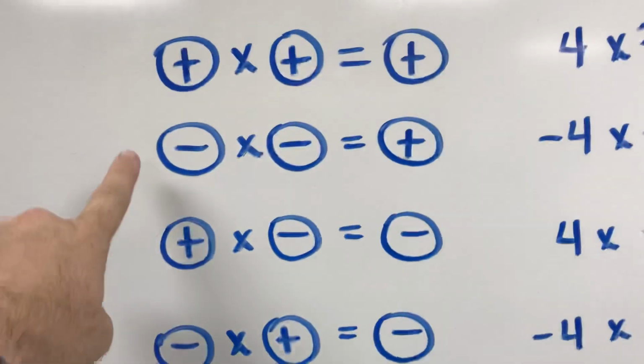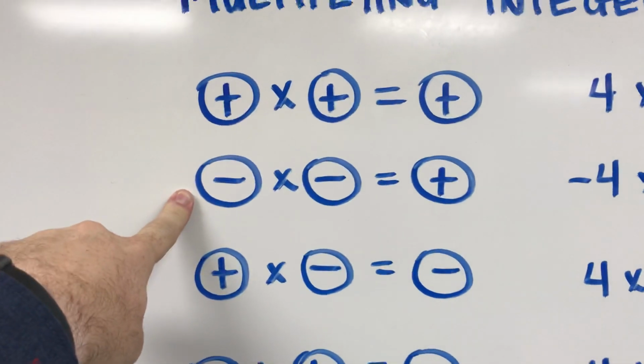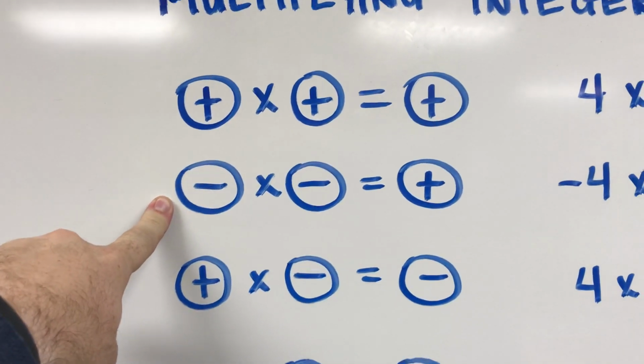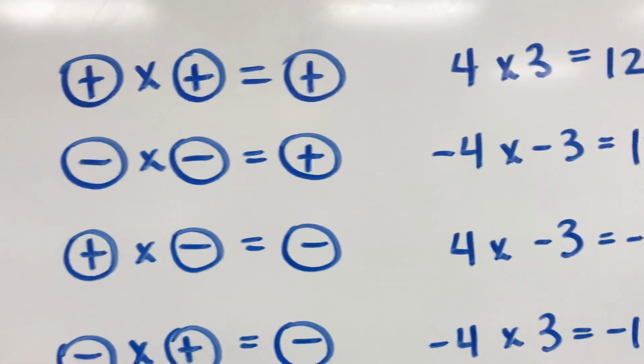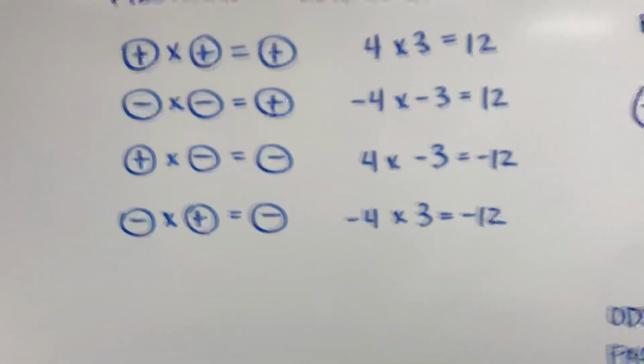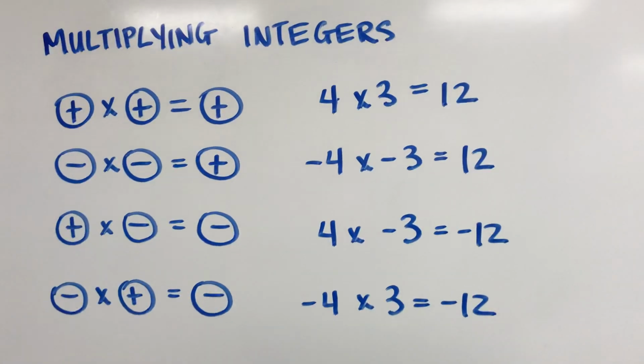It's hard for students to understand a negative times a negative becoming a positive, and we worked on lots of things to show that today. However, it is the rule. Here's some examples with numbers.